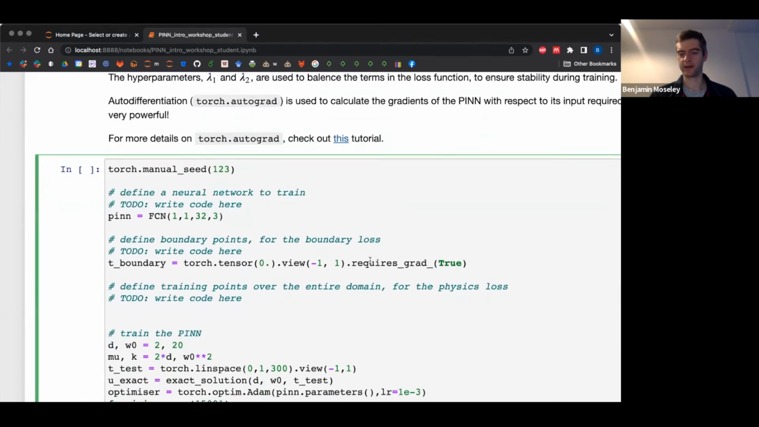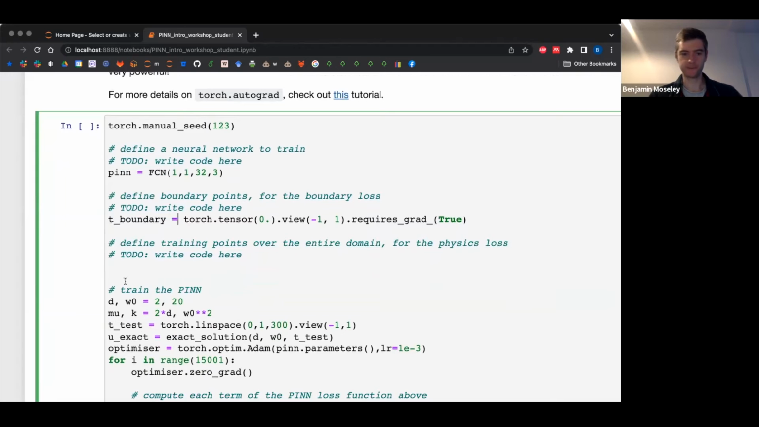What requires_grad does here is it says I want to track all the operations that I do in PyTorch that involve this tensor, so this input time coordinate. We need to do that because PyTorch doesn't by default track any operations in the computational graph, unless you say that we require gradients of those operations. So this is going to allow us to compute the derivatives of the network with respect to its inputs using this input. So this is very important to do.